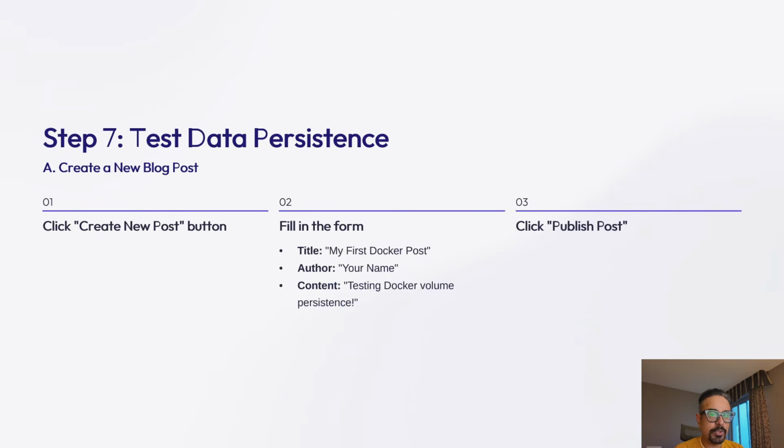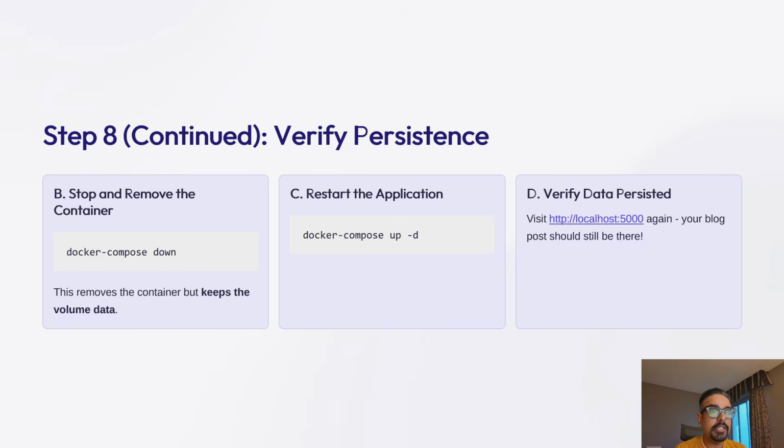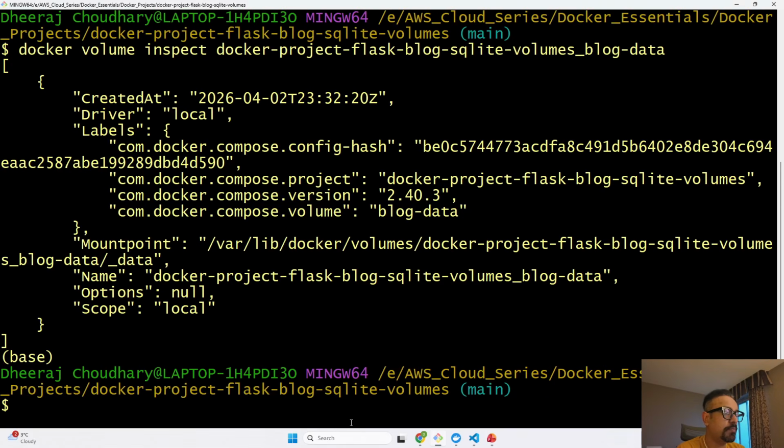So till now we have understood using Docker Compose, we build our app. The app is available for us. We went ahead and created a new post inside that app. Now it's time for us to verify the persistent storage. So for verifying that, I'm going to first run the command docker compose down. So let's see what this command does.